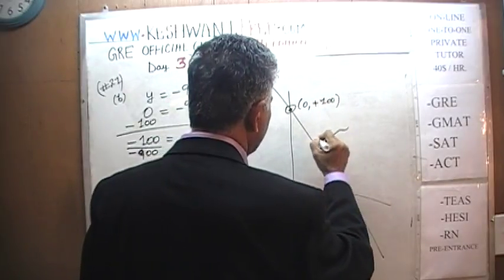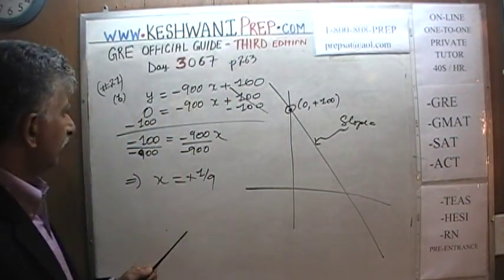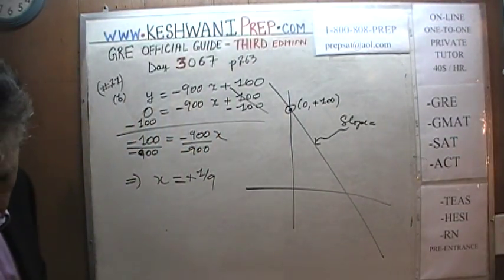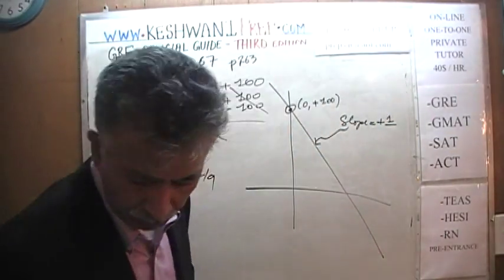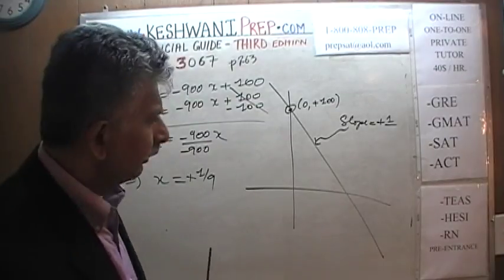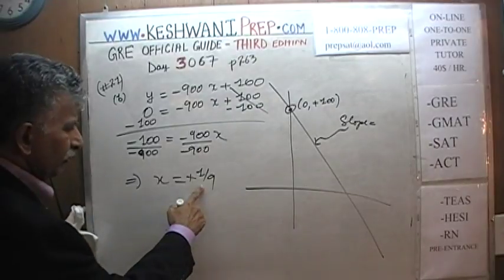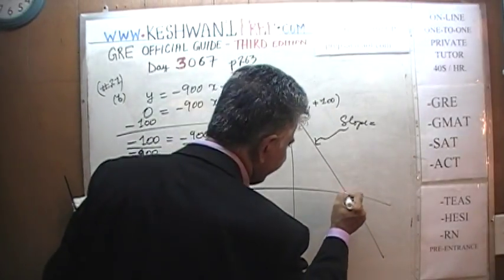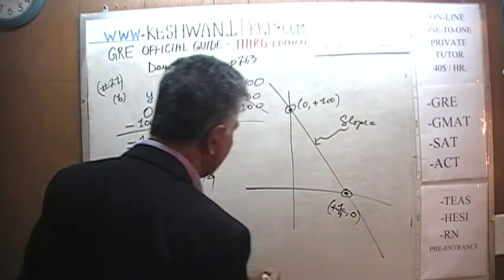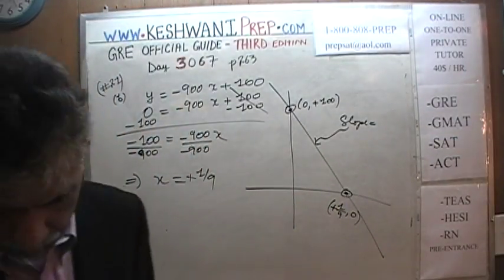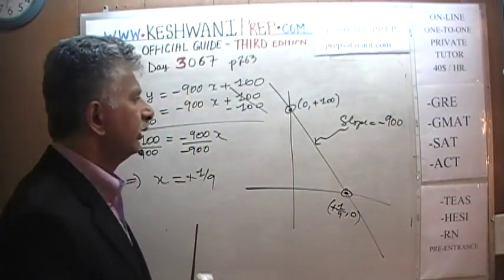We also know the slope of this line. What did we say the slope was? Positive 1/9? Or rather negative 1/9? No, the slope wasn't 1/9. X is 1/9. I'm getting confused. X equals 1/9 is the x-intercept right here. This point has a coordinate of positive 1/9 and 0. What did we say the slope was? The slope was negative 900. There we go.